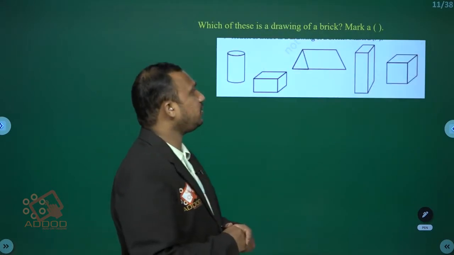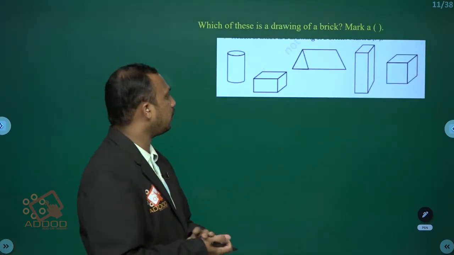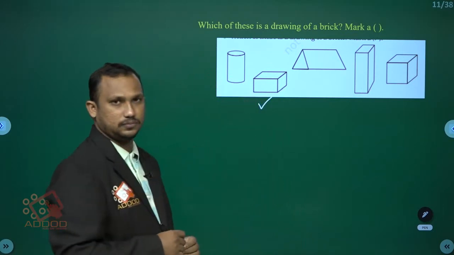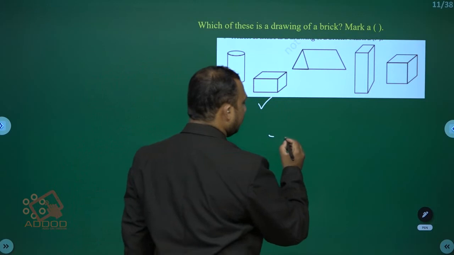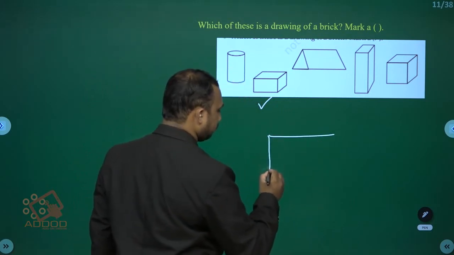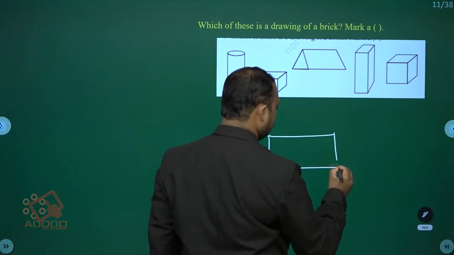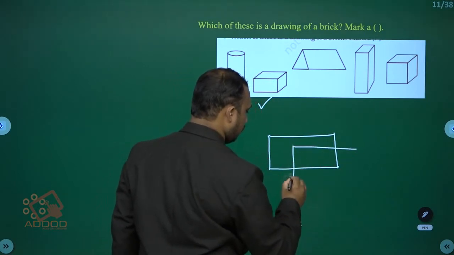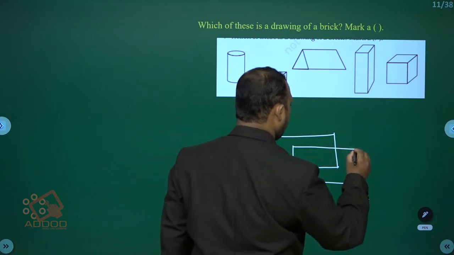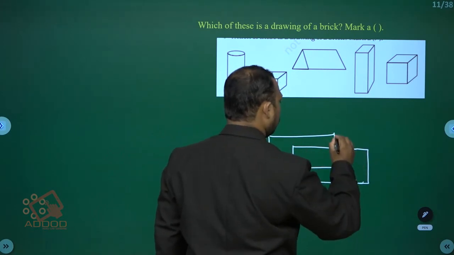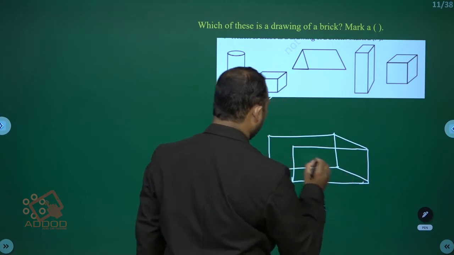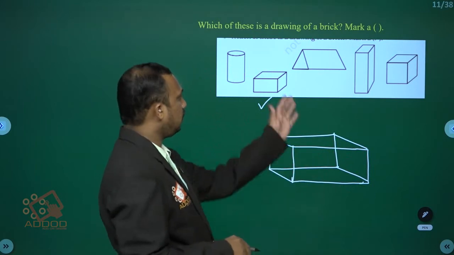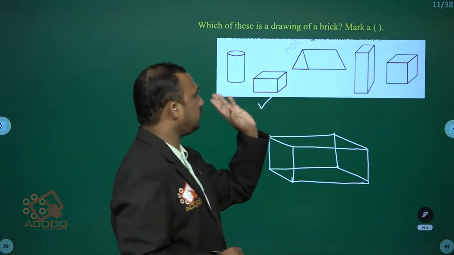Understand? Which of these is a drawing of a brick? Make a mark. Which of these is the brick? This is the brick one. These are the bricks. All the others are different; only this one is the brick.